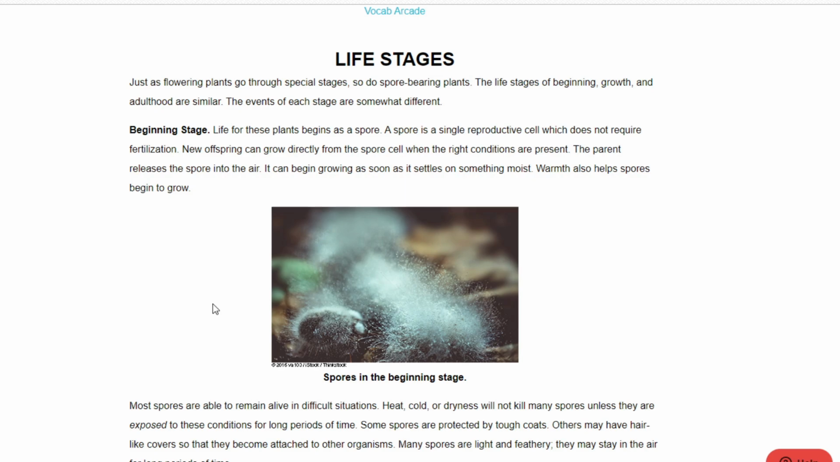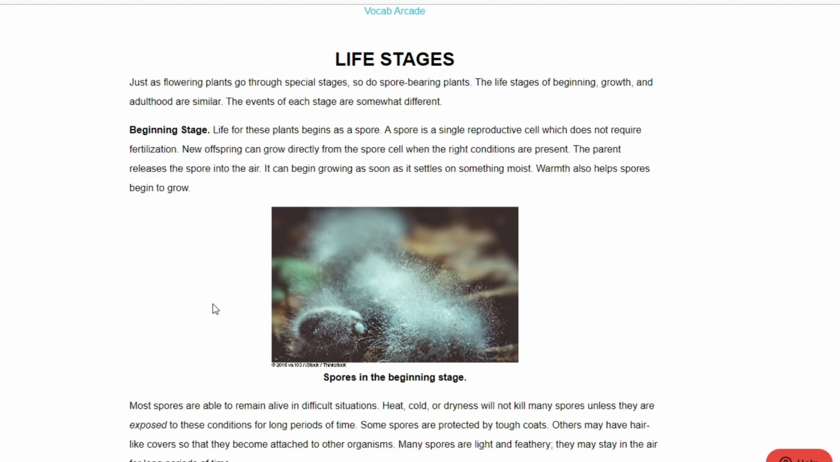There are differences. So the beginning stage: life for these plants begins as a spore. A spore is a single reproductive cell which does not require fertilization. So it does not require fertilization like the seed-bearing plants. You don't have to have a male and female part, and it does not require animals and insects to help spread the pollen or the cones or the different seeds. So a spore is a single reproductive cell which does not require fertilization.